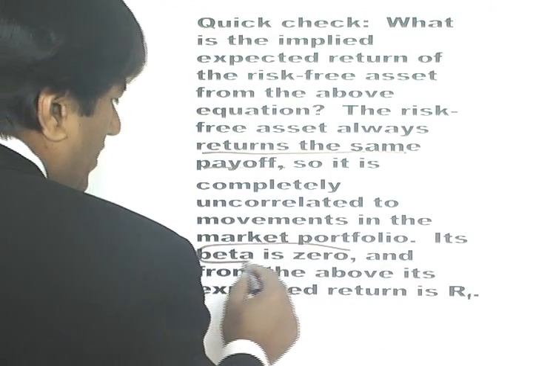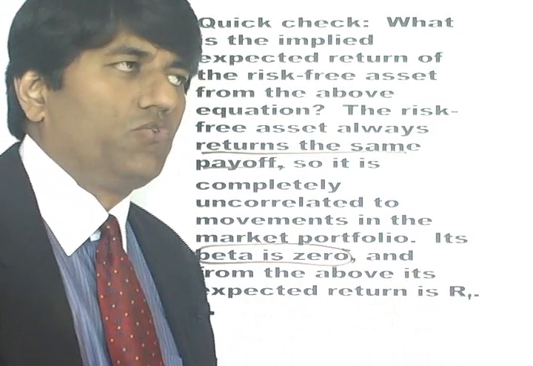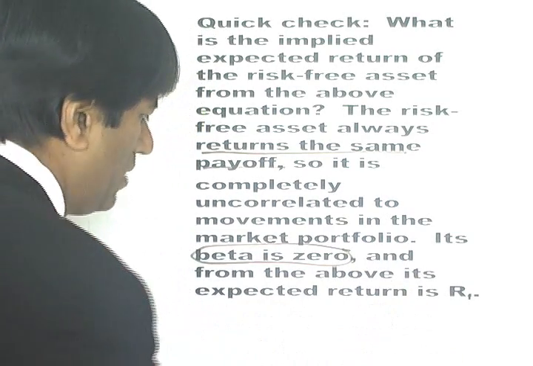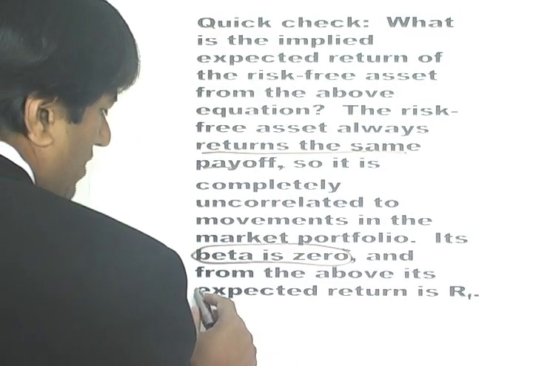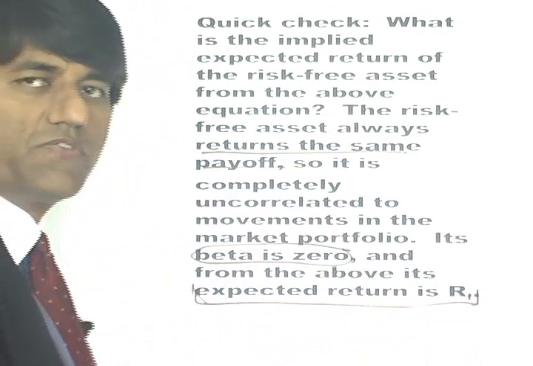So if the correlation is 0, its beta is 0. So you put beta equal to 0 into the CAPM equation, and what you have then is that the expected return is RF, which is what you would expect for the risk-free asset.